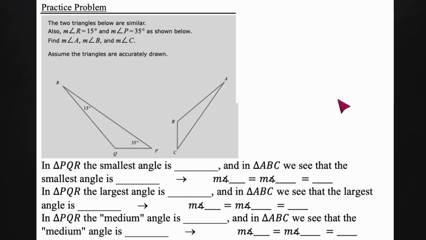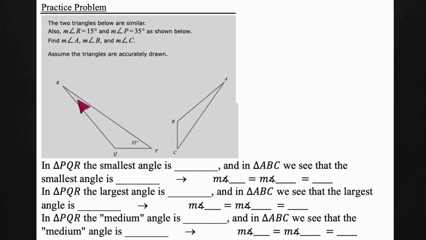All right, let's go ahead and take a look at the problem here. We have: the two triangles below are similar. And they also give us this given information that angle R is 15 degrees, angle P is 35 degrees. And they say as shown, so they already put that given information down there for us. Sometimes they do, sometimes they don't. And they want us to find angles A, B, and C. So assume the triangles are accurately drawn, meaning that you can match them up. You should be able to see which angles match up to each other.